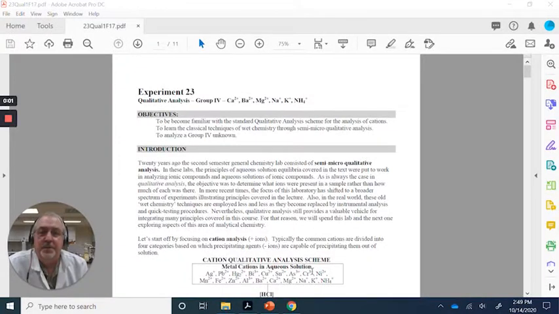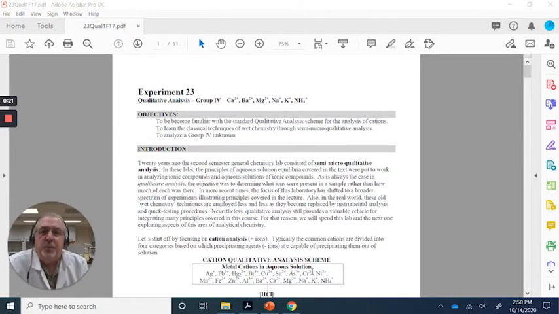Hello, Chem 122 lab students. This is Professor Garner here. I'm the lab coordinator for the Chem 122 labs, and I'm going to be giving you a pre-lab lecture on experiment 23, your first qualitative analysis. We're going to be studying group 4, but let's talk a little bit about the purpose of these labs.